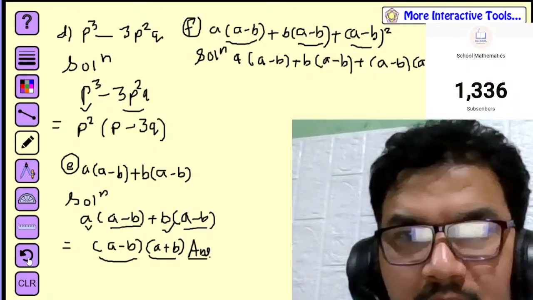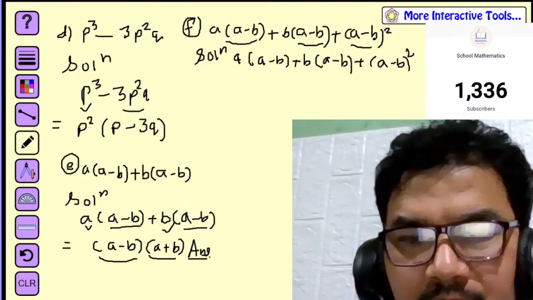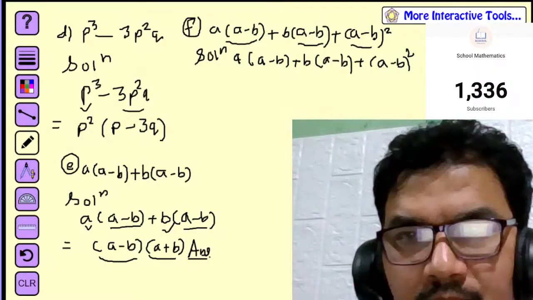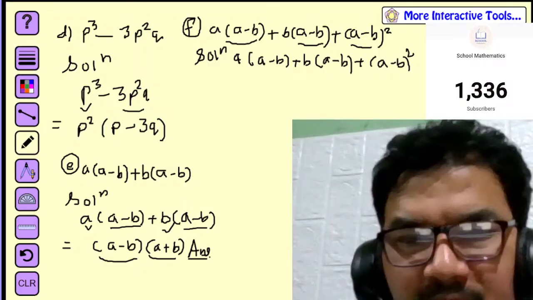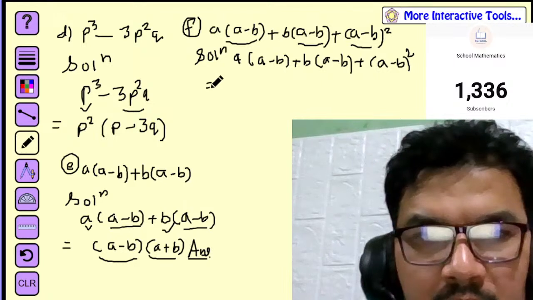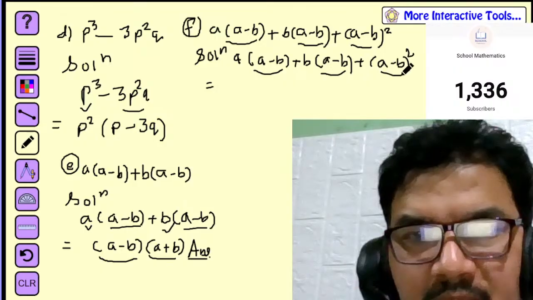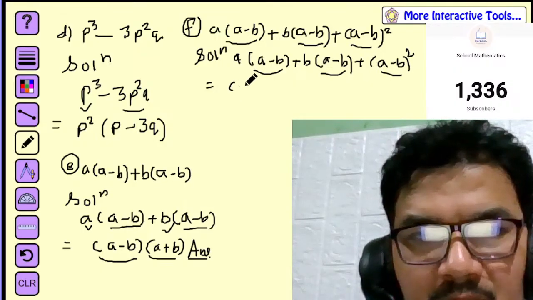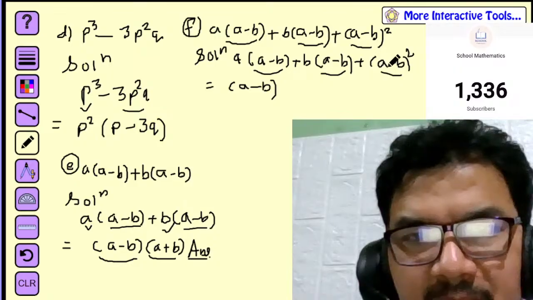Here is given a minus b whole square. A minus b whole square means we have to write a minus b two times. Now look here children, in all the terms there is a minus b, here also a minus b, here also a minus b. That's why take a minus b common, which is the same factor.